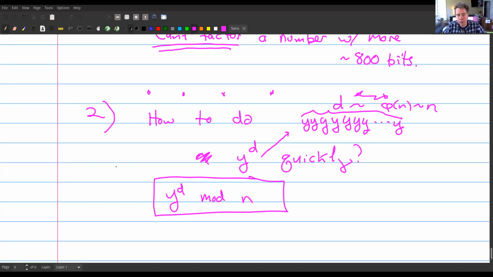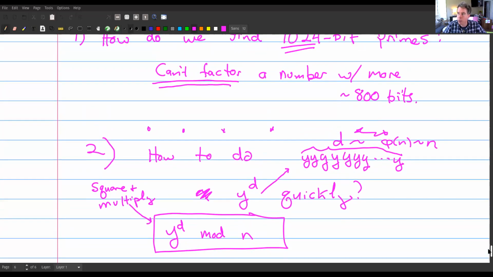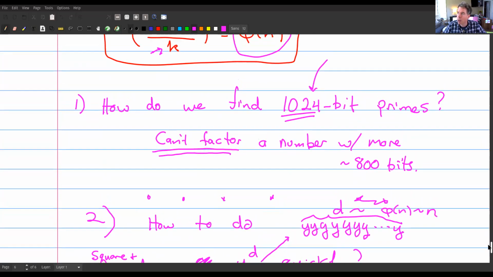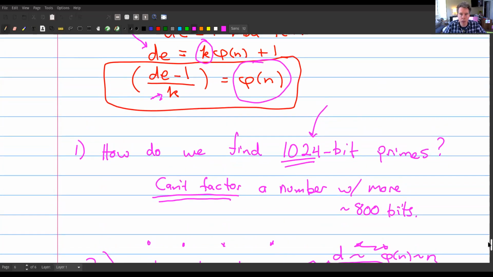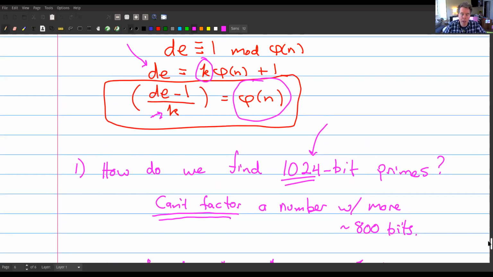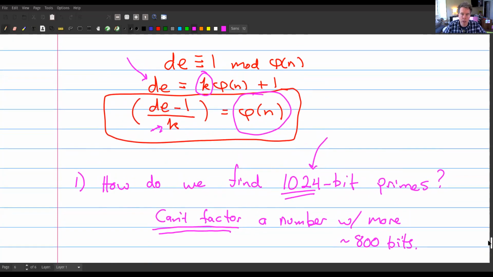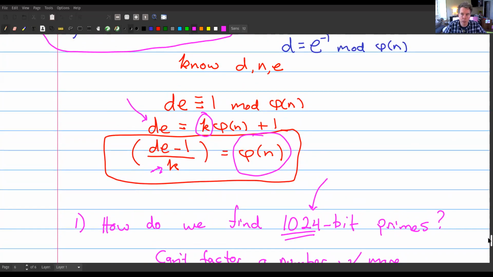But there's a fast algorithm for doing modular exponentiation called the square and multiply algorithm. That's what we're going to be doing in the coming lessons, and maybe I'll do this over spring break and just put it on YouTube so that we can catch up a little bit.